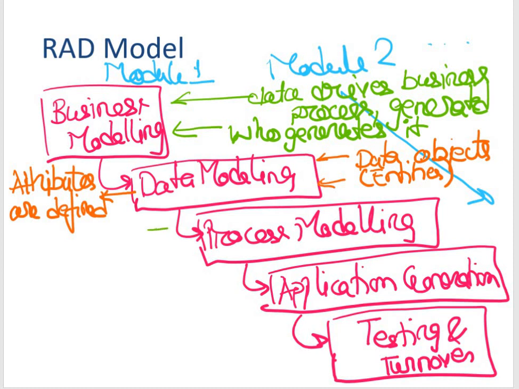Now, in case of your process modeling, the information objects defined in the data modeling phase are transformed in order to achieve the data flow necessary to implement a business function. Right, we achieve the data flow which is required to implement a business function. So processing descriptions are created for adding, modifying, deleting, or retrieving a data object.